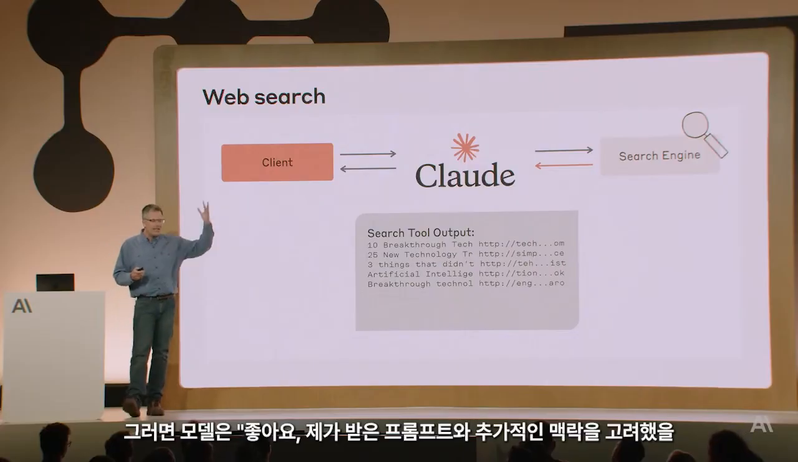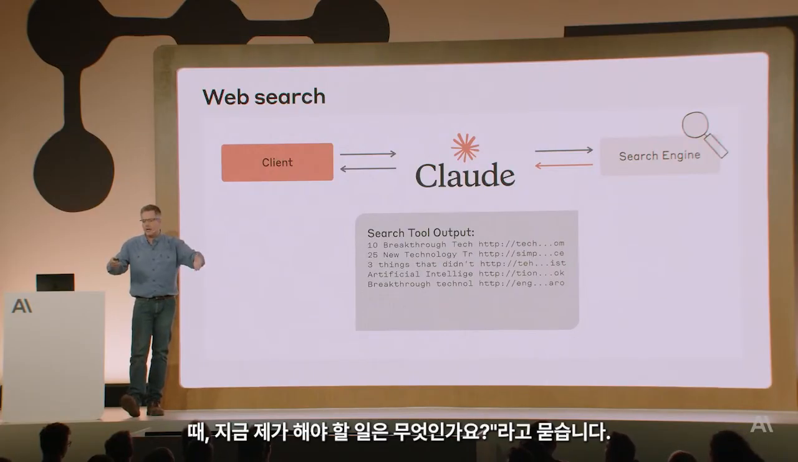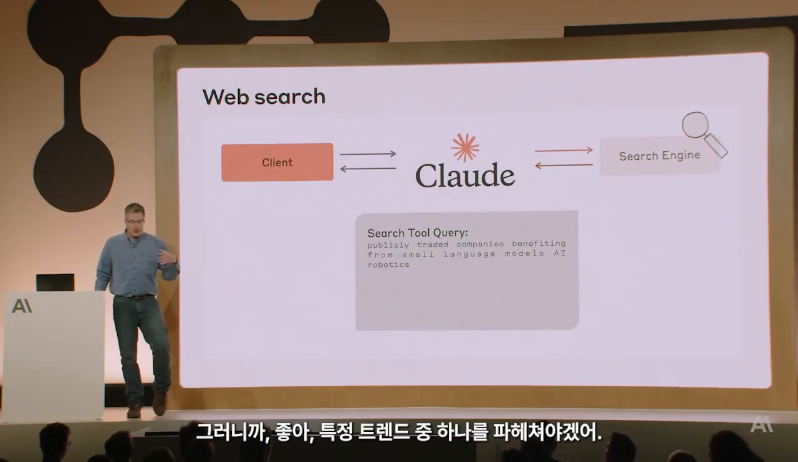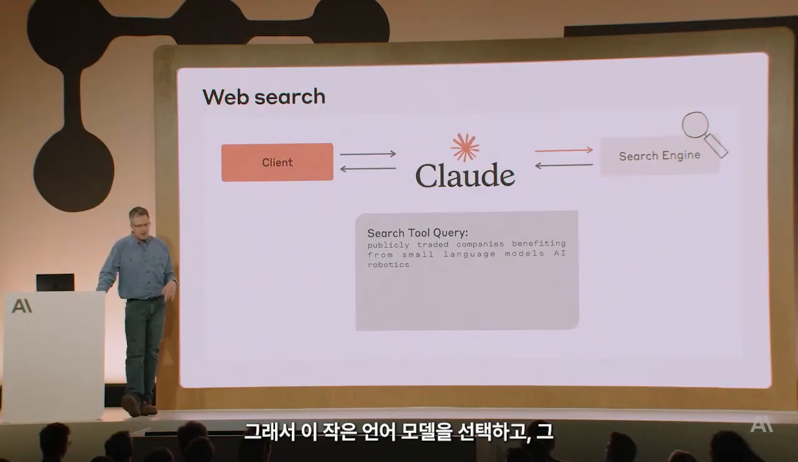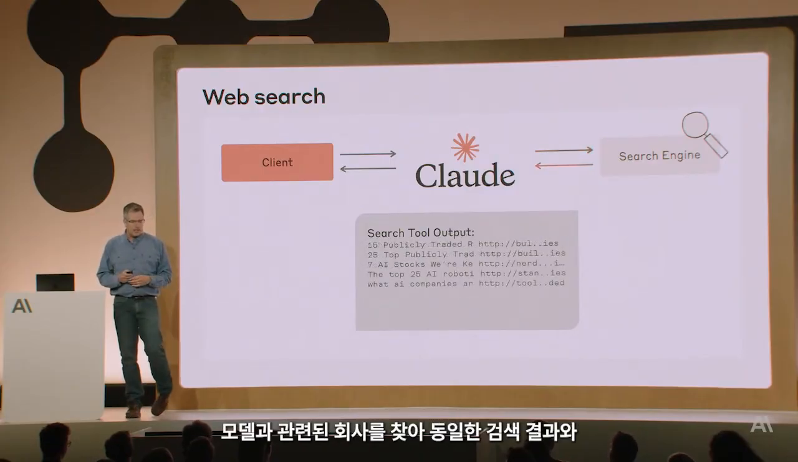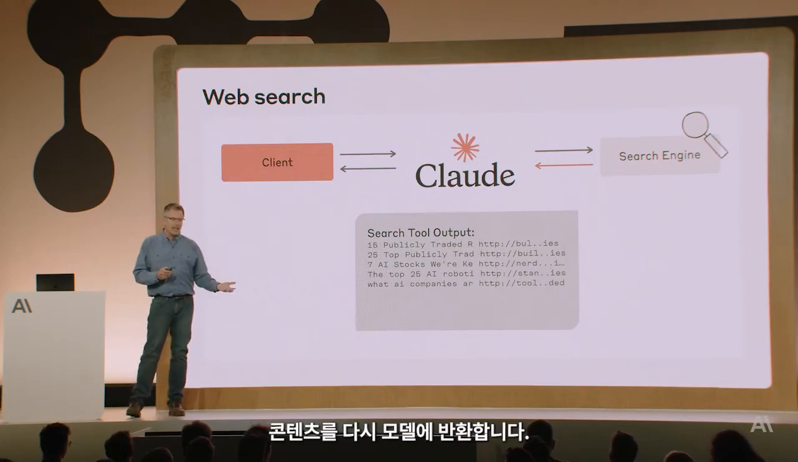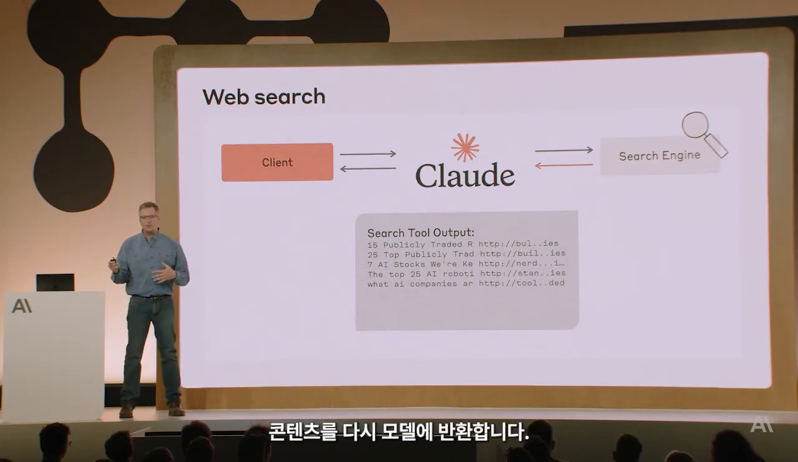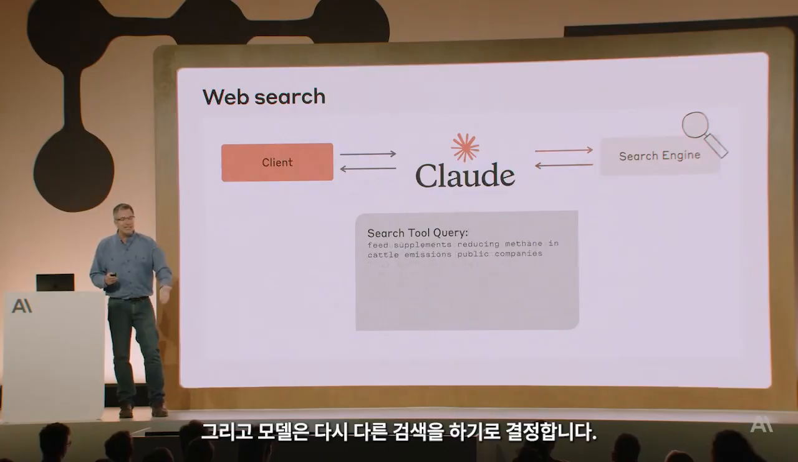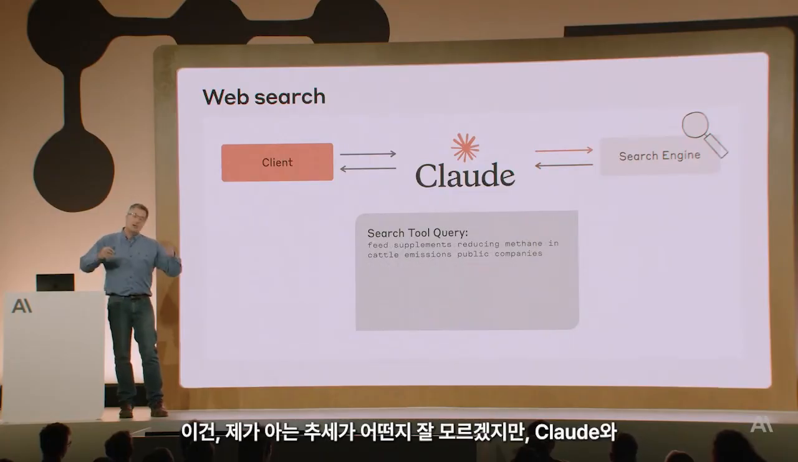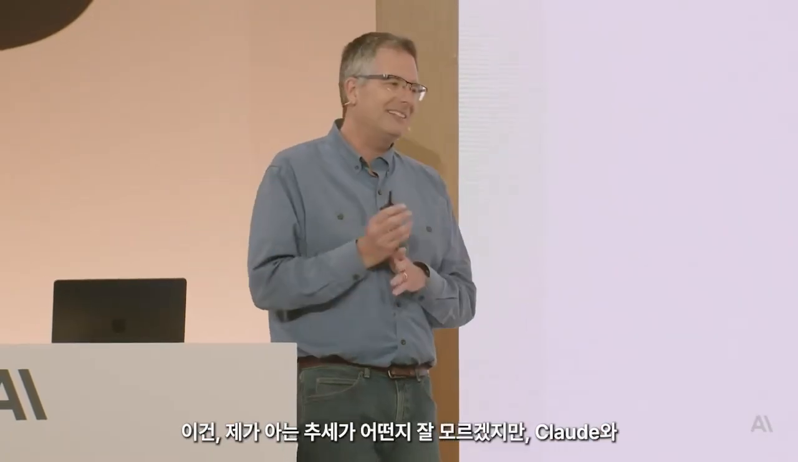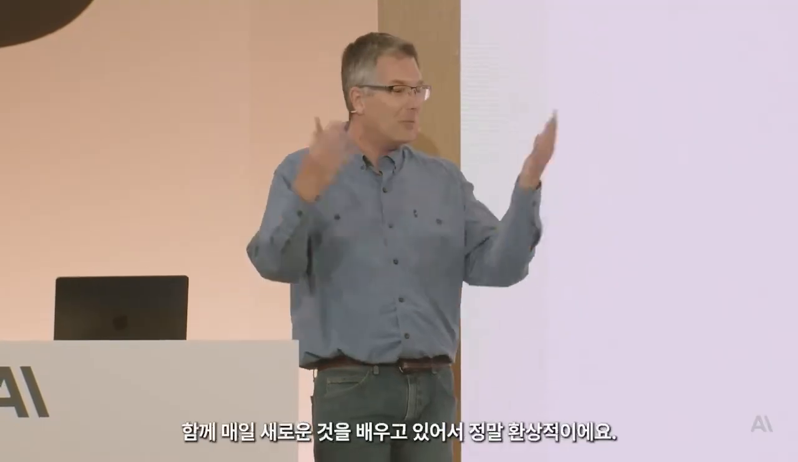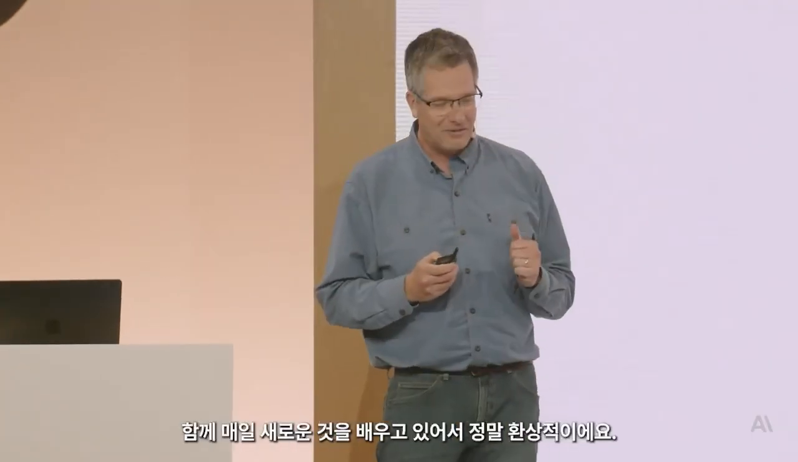And then the model says, okay, given the prompt that I was given and this additional context, what do I need to do now? So it says, okay, well, I need to drill into one of those particular trends. So it picks this small language model, drills in, and finds companies that are related to that, gets the same search results and content back into the model, and then the model decides, again, to do another search. Now, this one, I don't really know is a trend that I'm aware of, but we learn new things with Claude every day, so it's really fantastic.